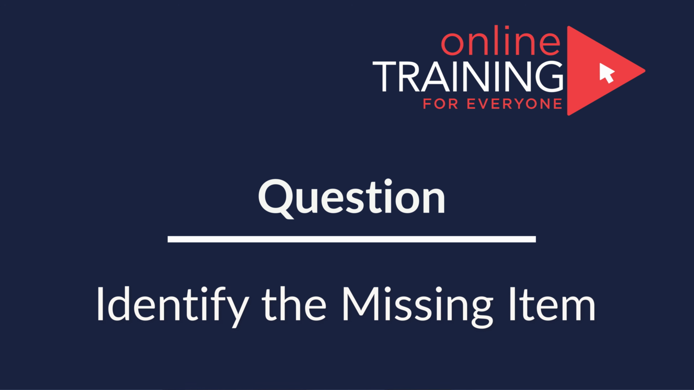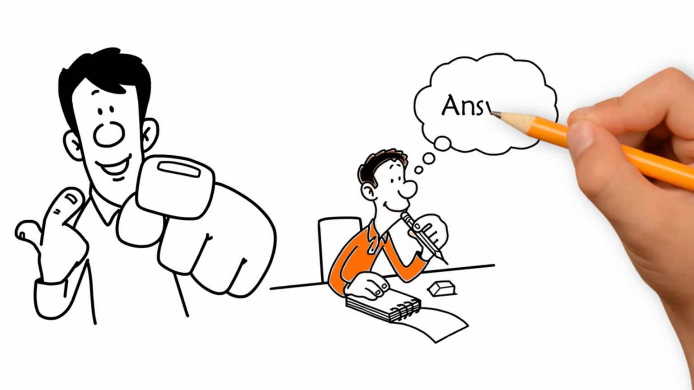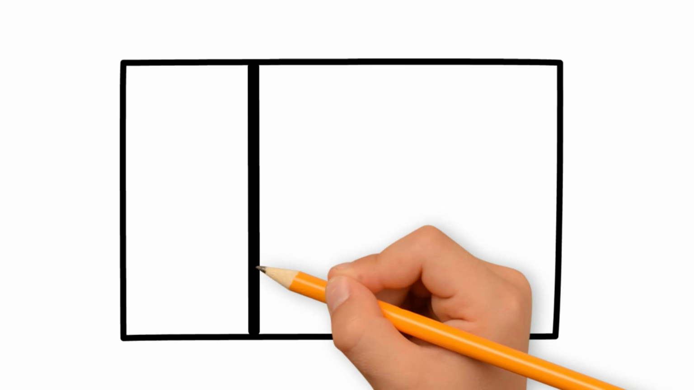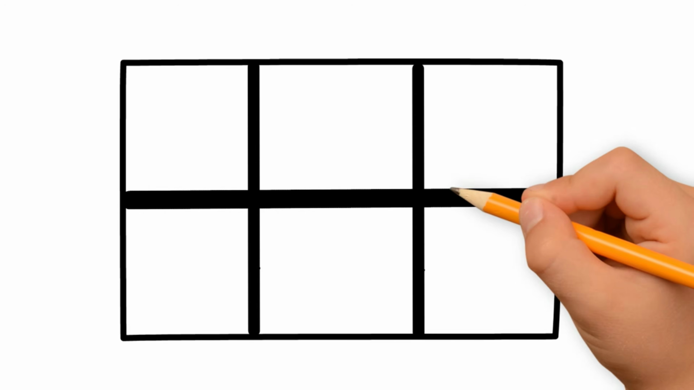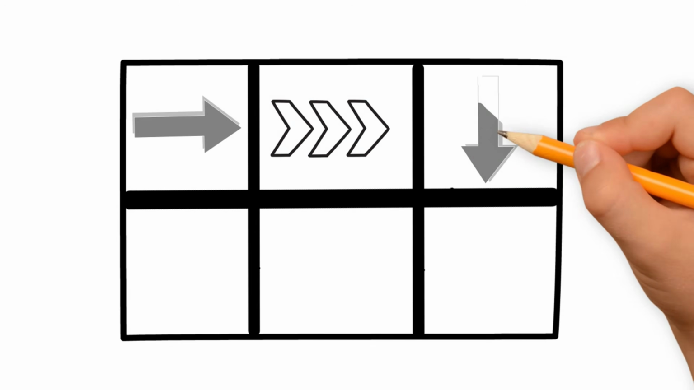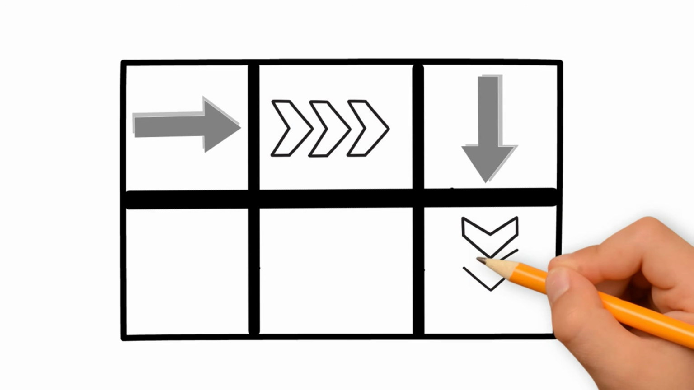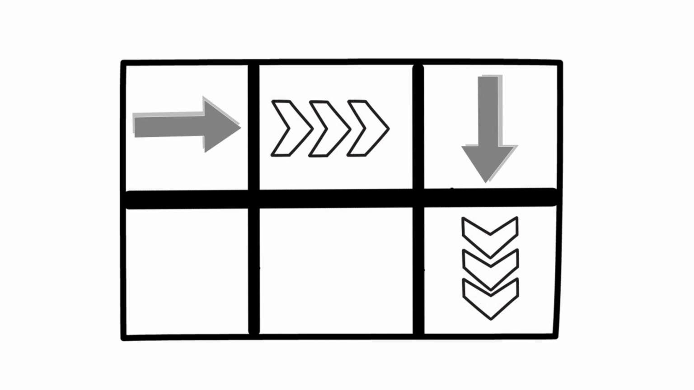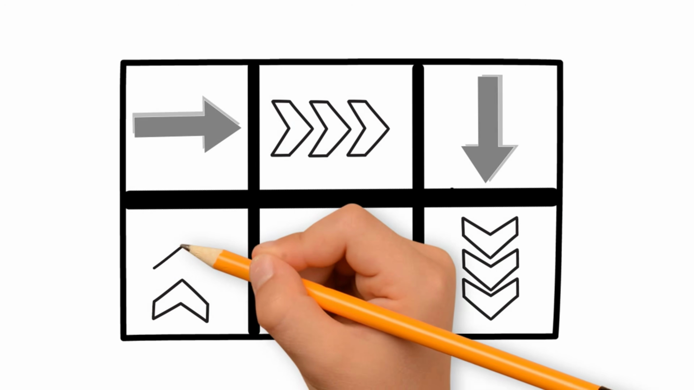I'm excited to share with you a cool question, which is easy to understand, but which doesn't have an obvious answer. You're presented with the 2x3 matrix. This matrix has arrows inside. There are two types of arrows, solid arrows, and then there are arrows that consist of 3 different shapes. There are 6 possible spaces in the 2x3 matrix.